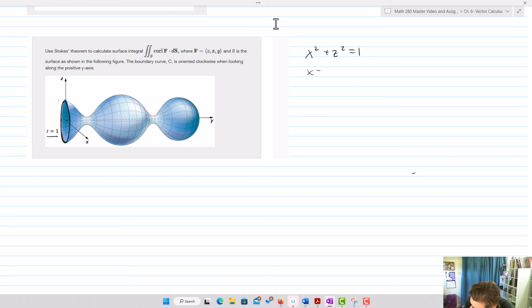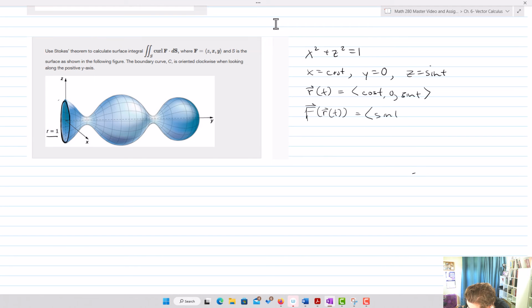And so I can let x equal cosine t, I can let y equal 0, and z equal sine t, and that's going to end up being my parameterization. So r of t is going to equal cosine t, 0, sine t. Okay, and that ends up being a pretty simple thing for us to work with. Now, all I need to do is figure out what f of r of t is. And that ends up equaling sine t, cosine t, 0.